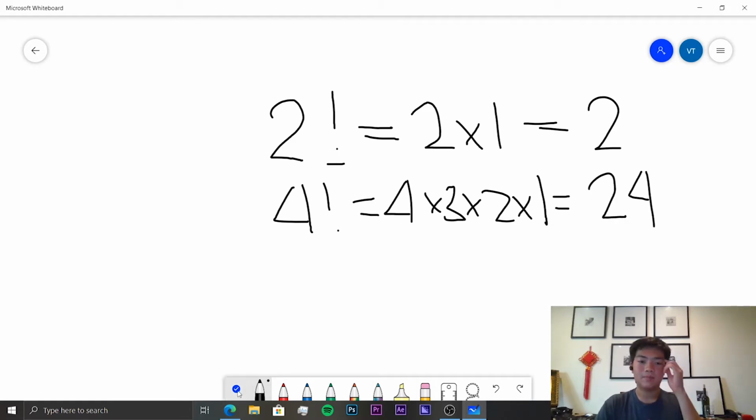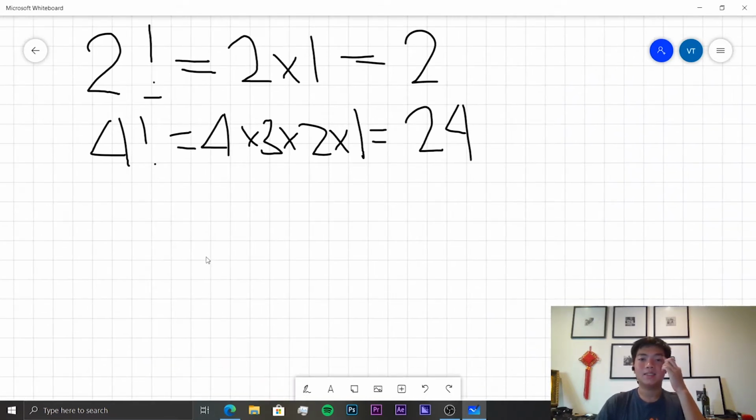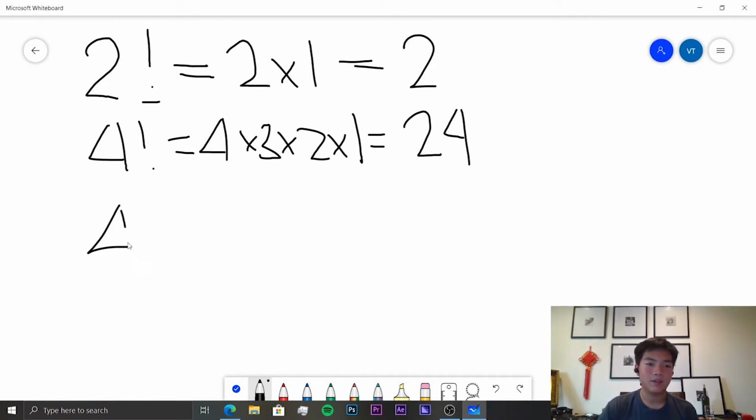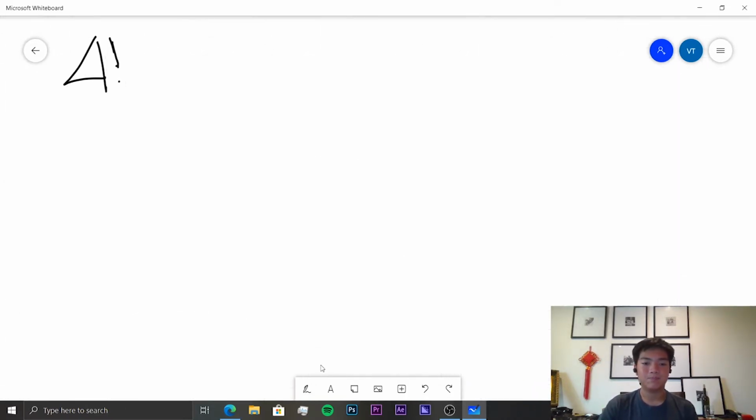One of the most useful applications for the factorial is in probability. If you take the factorial of a number, say 4 factorial, it's the number of ways you can arrange that number of distinct objects. So what do I mean? Well, say we have 4 letters.